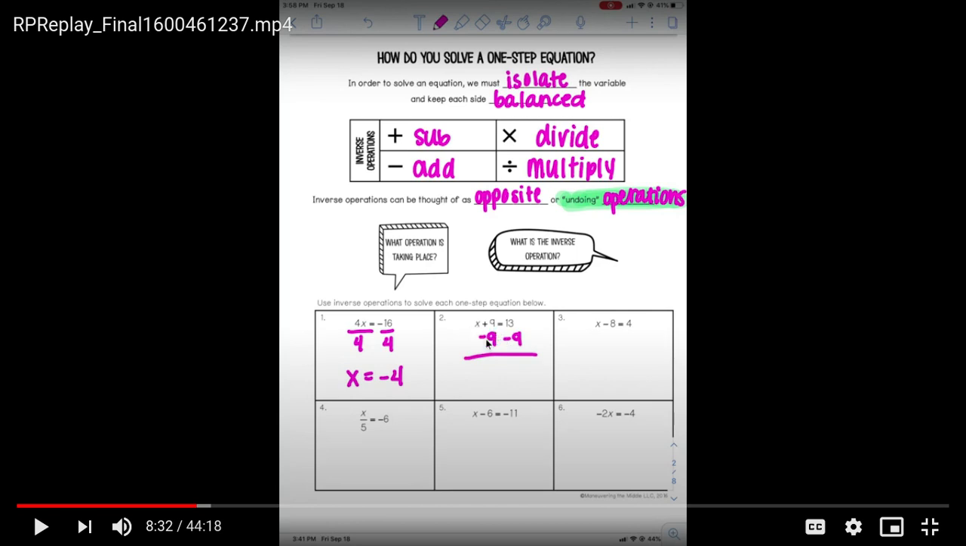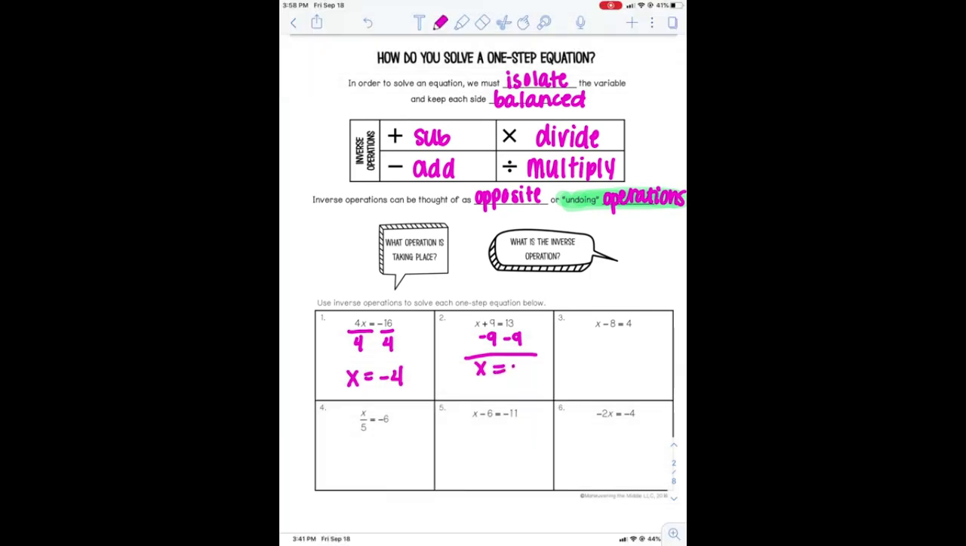Here, I have addition. And remember, I'm trying to get x by itself. So I have to get rid of anything that is on the same side as the x. In that case, it's a plus 9. To get rid of the plus 9, I am going to undo that addition using subtraction. I'm going to subtract a 9 from that side. But remember, I also have to keep it balanced, so I'm going to subtract a 9 from the other side too. Positive 9 minus 9 is going to give me 0, so I'm going to be left with just x. And then 13 minus 9 is going to equal 4. So x is going to be equal to 4.